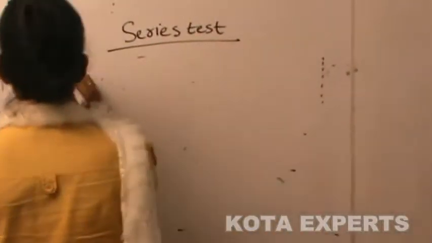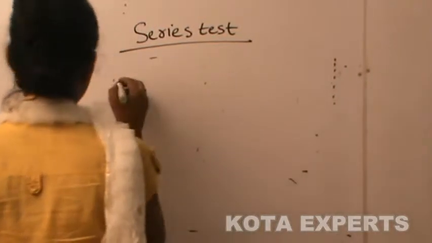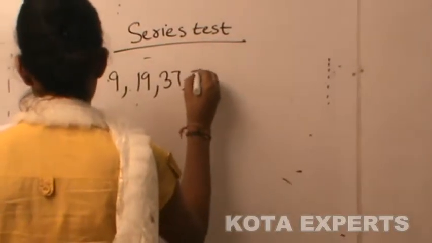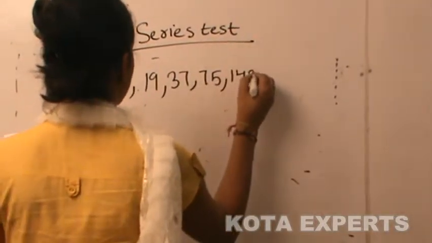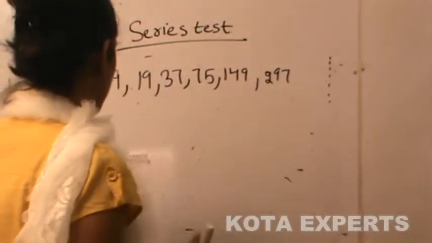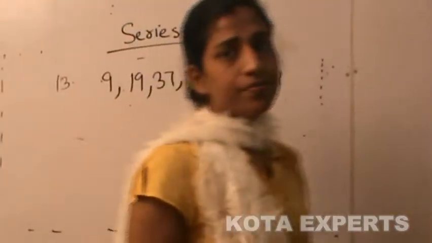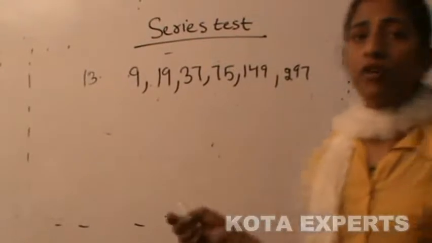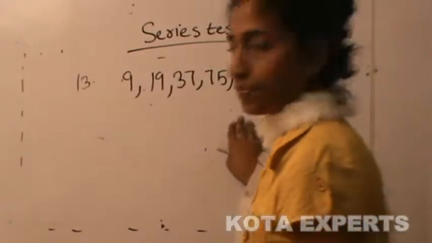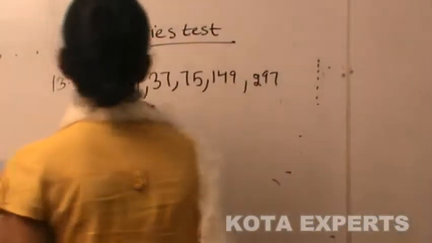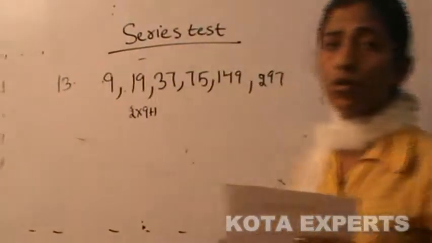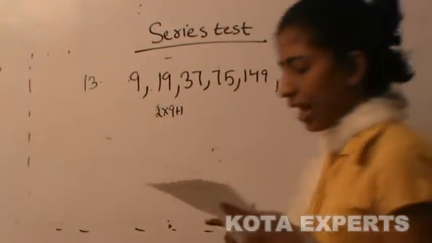Now, question number 13. 9, 19, 37, 75, 149 and 297. Try this question. Have you found the pattern, anyone? 2 into 9 plus 1 is 19.